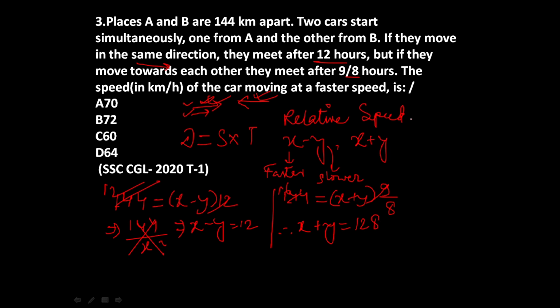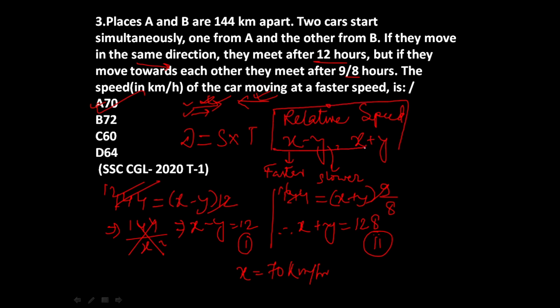From these two equations, which we can call 1 and 2, you can easily get the value of X, and what's that? It will be X equals 70 km per hour. Clear? So 70 km per hour is the answer. It's an easier one. You just have to know the concept of relative speed here. Nothing else. And this is a common thing in time, speed, and distance: distance equals speed into time, or speed equals distance upon time. That's all. Okay. Moving to the next one.